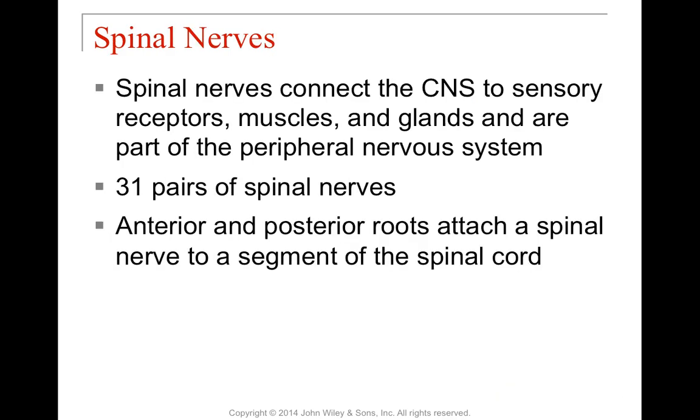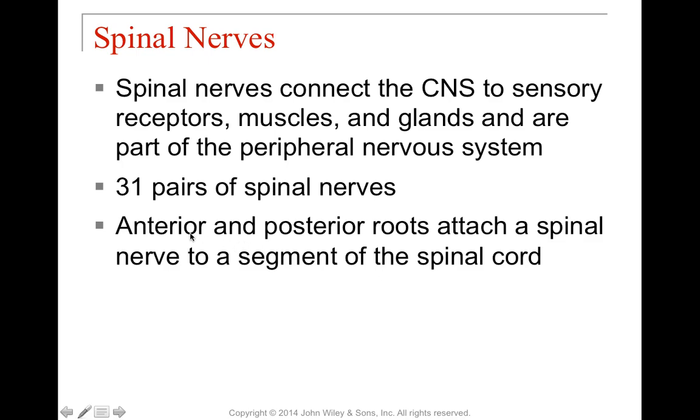All right, so spinal nerves are responsible for connecting the central nervous system to sensory receptors, your muscles, your glands, etc. And so all of these different parts of the periphery are called the peripheral nervous system. We have 31 pairs of spinal nerves. When I say pair, I mean we have one on the left and one on the right, and they're going to come out of the same vertebrae, just on the left and the right side.